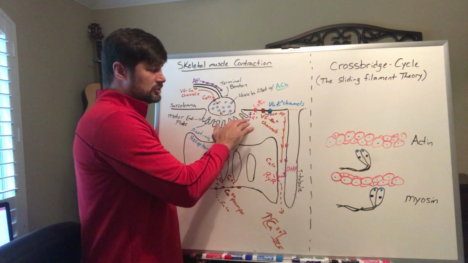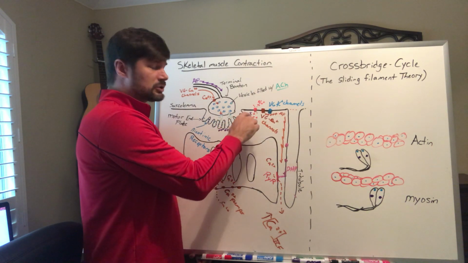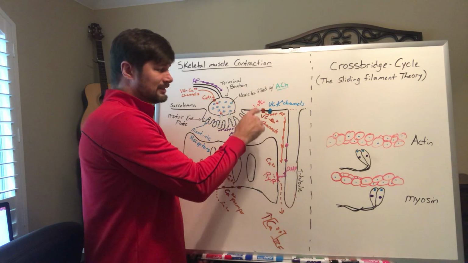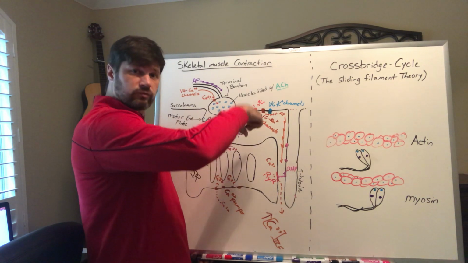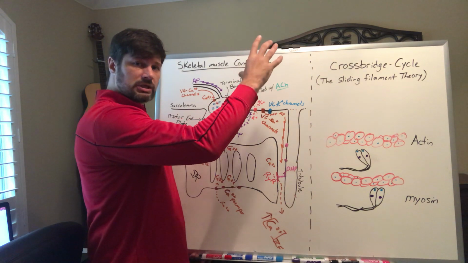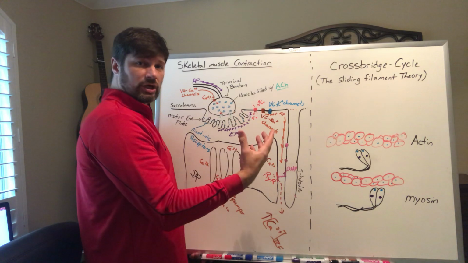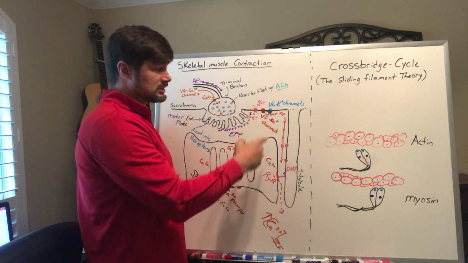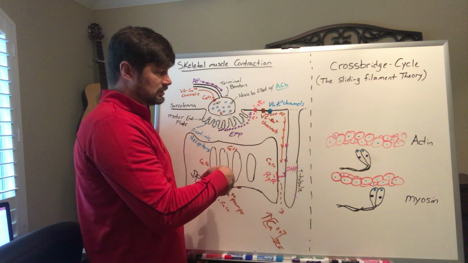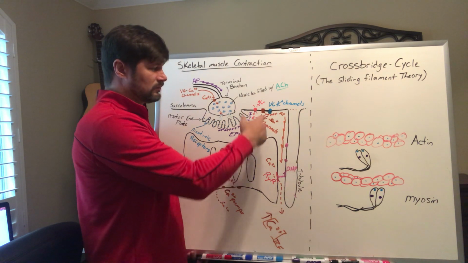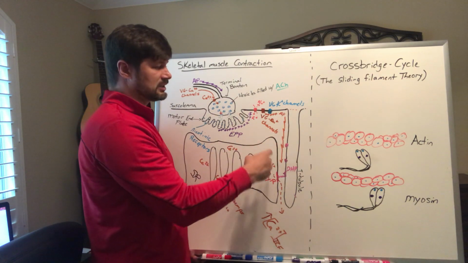That end plate potential spreads out back to the sarcolemma, where it's going to create a threshold event to activate voltage-gated sodium channels. Sodium rushes into the cell, and we have ourselves an action potential. It gets shut off as potassium leaves the cell, also activated by the same system, the voltage-gated sodium channels with the voltage-gated potassium channels. We just get a repolarizing event.